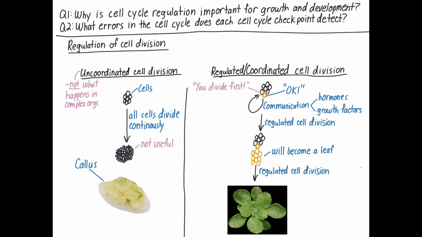In fact, we know enough about the regulation of cell division that if we supply the right pattern of growth factors and hormones, we can actually get this blob of cells to become a plant. We can even do this to some extent for human tissues and organs.